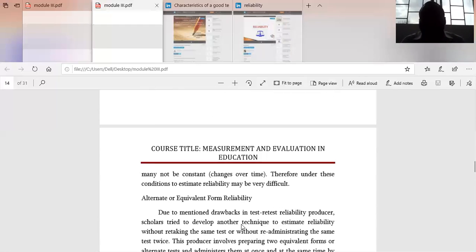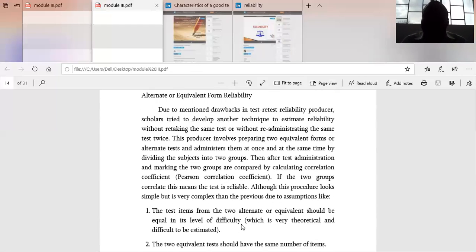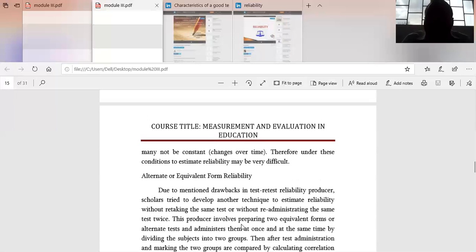So you are the teacher. What you're supposed to do is, there's no way out; the formula is there. What you're supposed to do is check how things will happen. But under these conditions, estimating the reliability may be very difficult. Based on that difficulty, scholars came up with the second type of reliability, to remove that kind of error of human memory and human personality characteristics. So how do we avoid those things?